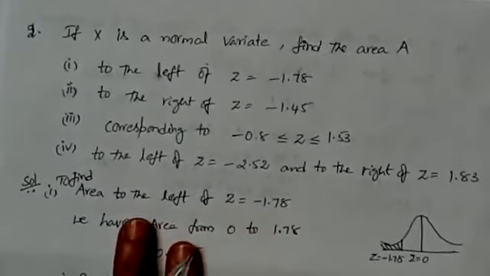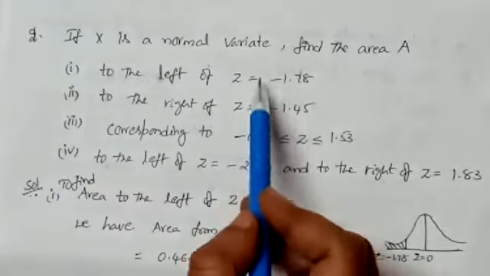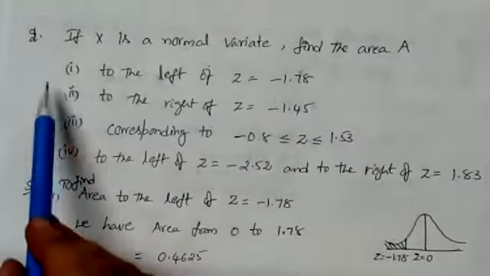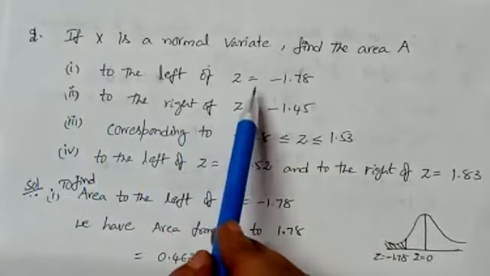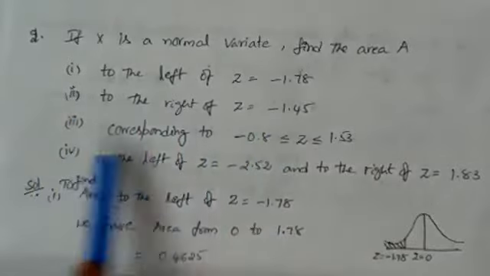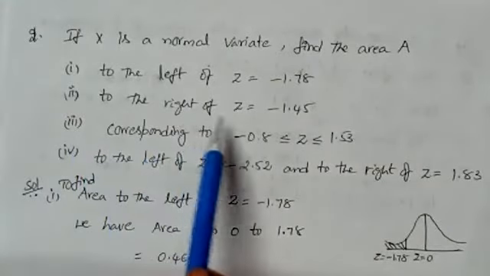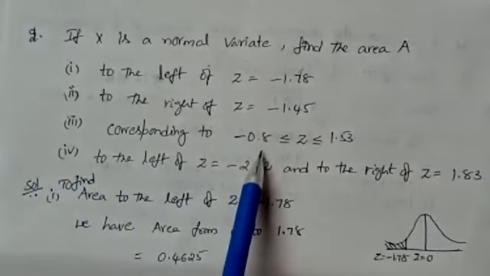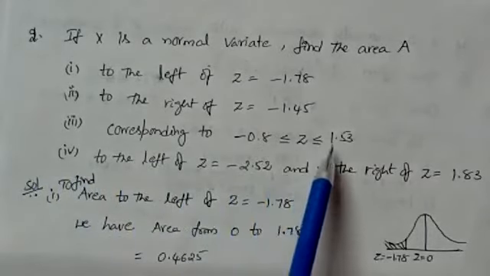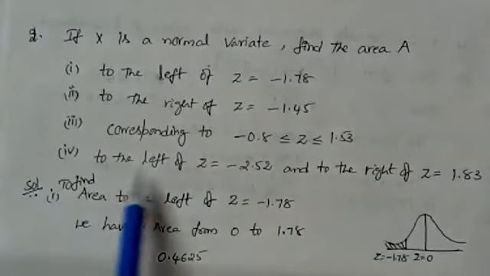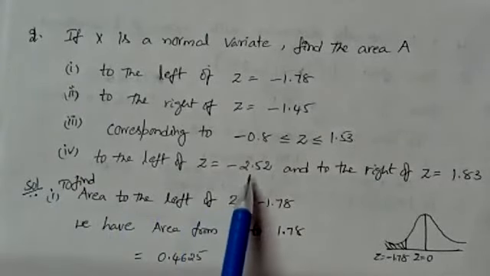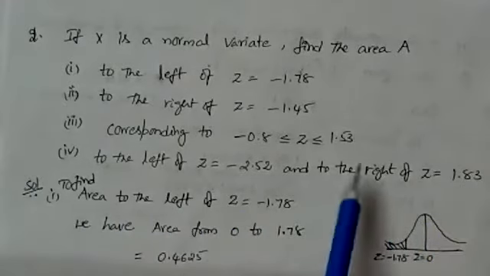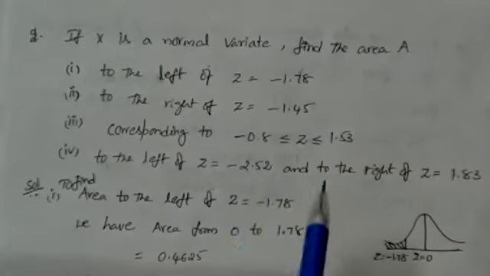Now here, this is the second question. If x is a normal variate, find the area A. The first one is to the left of z equal to minus 1.78. The second question is to the right of z equal to minus 1.45. The third one corresponds to minus 0.8 less than or equal to z less than or equal to 1.53. And the last one is to the left of z equal to minus 2.52 and to the right of z equal to 1.83. So according to these z values, you need to find the areas.